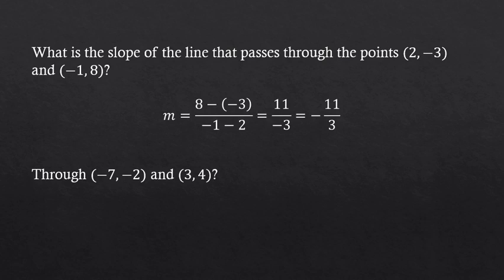How about through the points -7, -2, and 3, 4? Again, which one we choose as x1, y1, and which one is x2, y2 does not matter. But I chose to stick with the same kind of thing. I chose y2 there, and x2 for my second point, and then x1, y1 for my first.